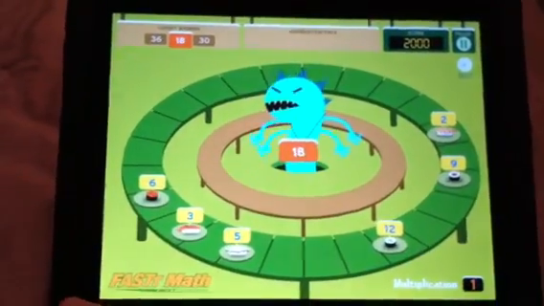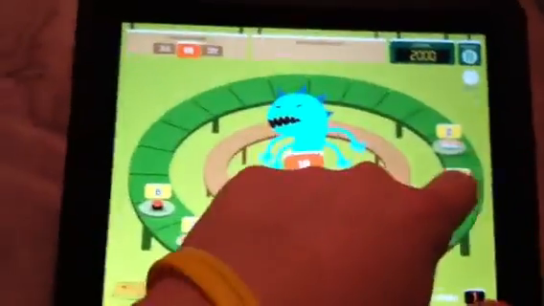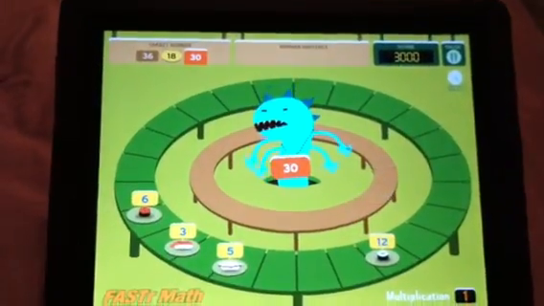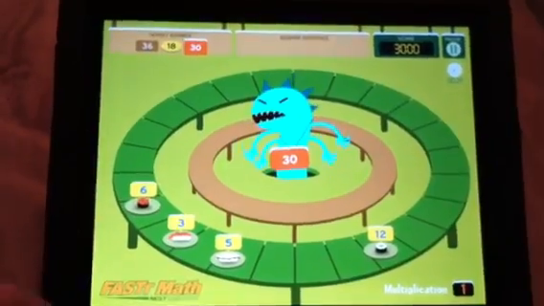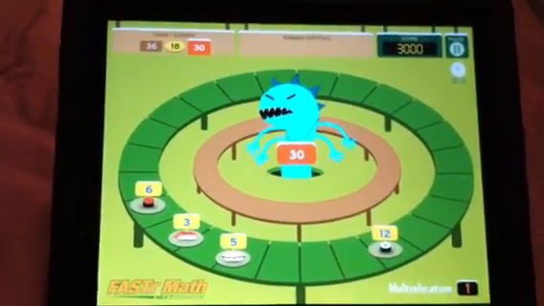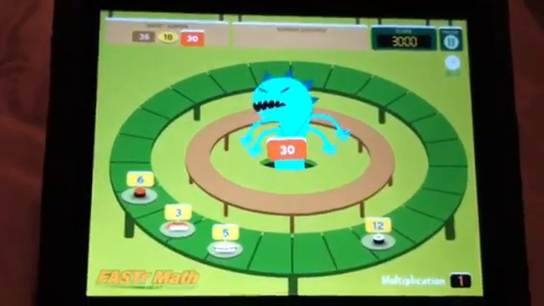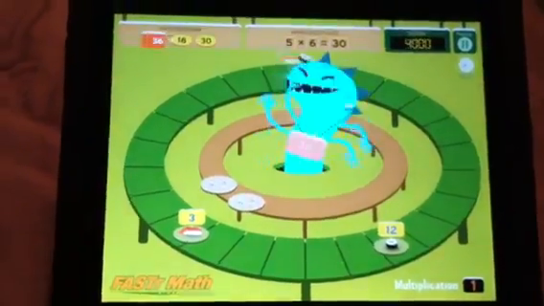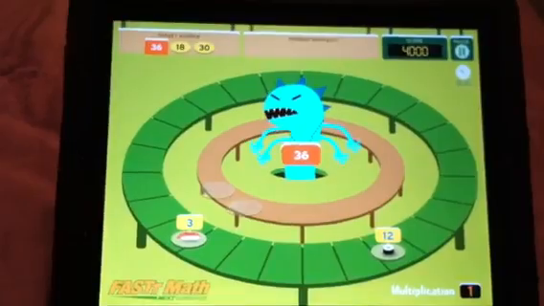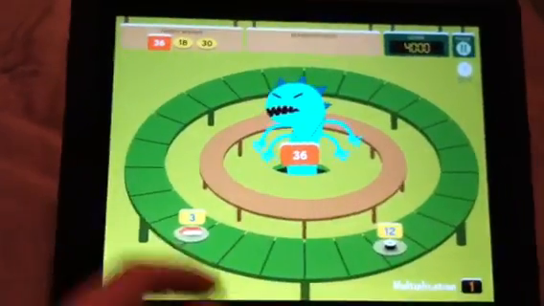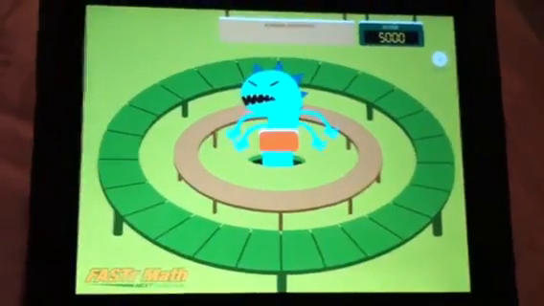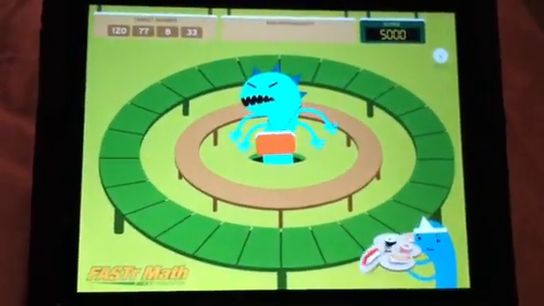Now we go to 18. What times what equals 18? 9 times 2. Now we have 30. How do we figure out what times what equals 30? Let's try 5 times 6. Does that equal 30? It does. Now it brings us back. Now our choices are 3 times 12 equals 36, and that's easy for us to solve. And that is how you use Sushi Monster.